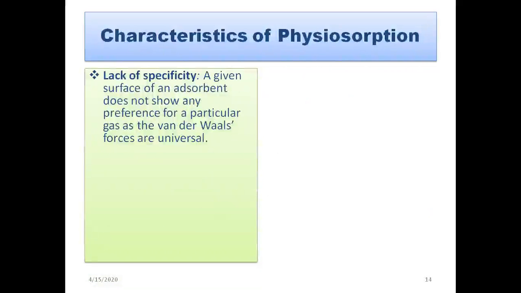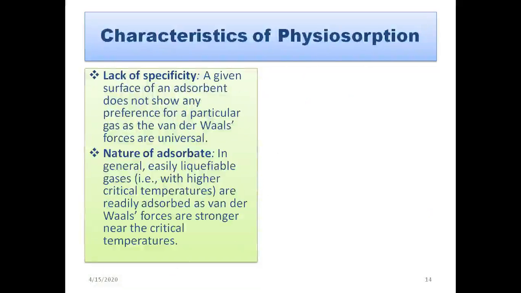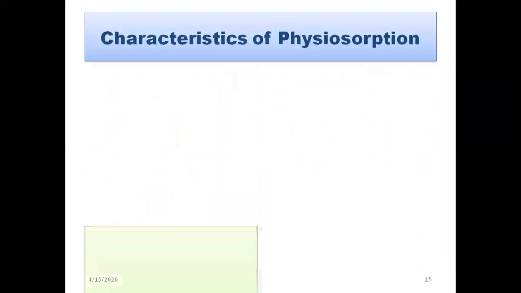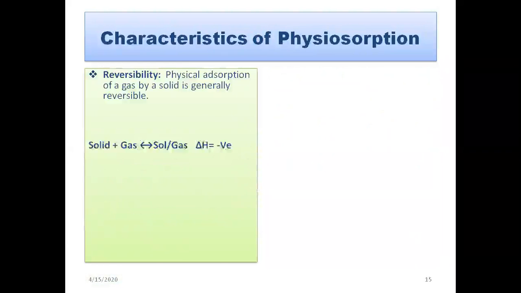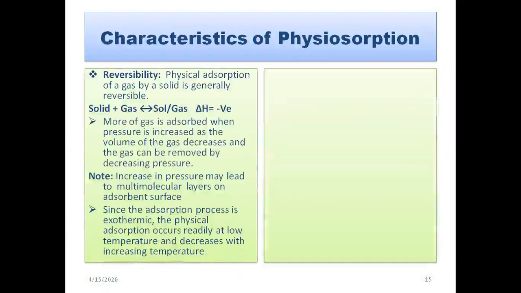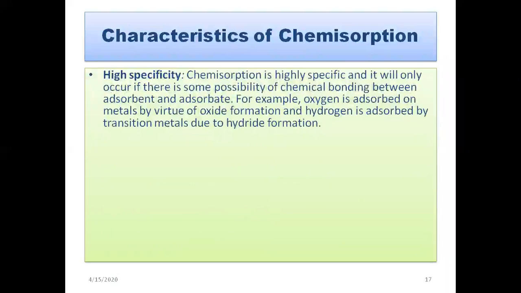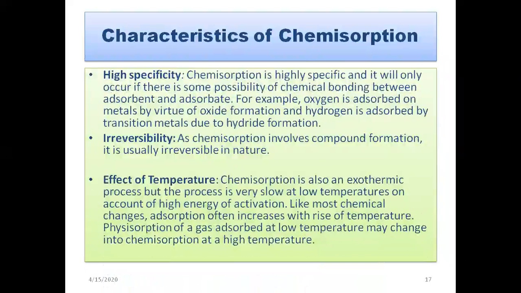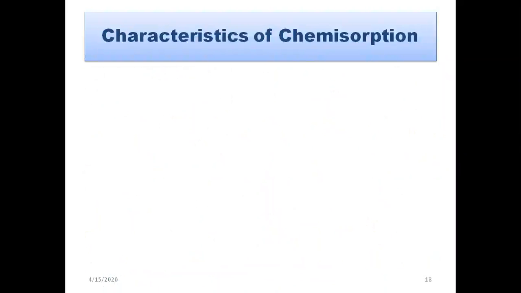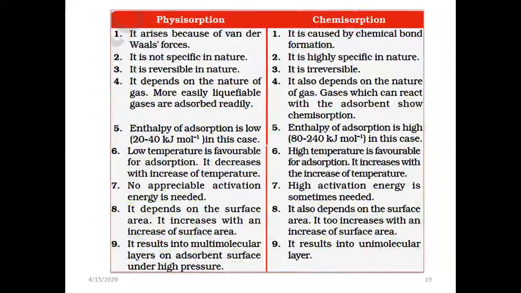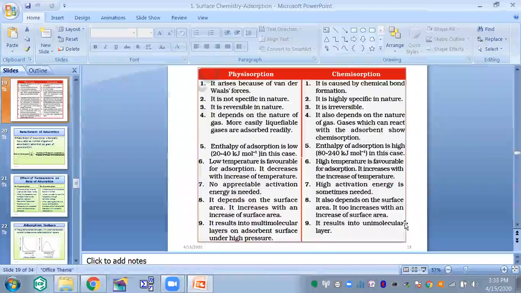What are the characteristics of physisorption? A detailed discussion we have done: lack of specificity, nature of adsorbent. As we know, easily liquefiable gases are easily adsorbed in physisorption. Reversibility, and how it depends on surface area, and enthalpy of adsorption. Then chemisorption characteristics: it is highly specific, irreversibility and the effect of temperature, surface area, effect of pressure, as well as enthalpy of adsorption, and the differences. So these are the things we have done till now.